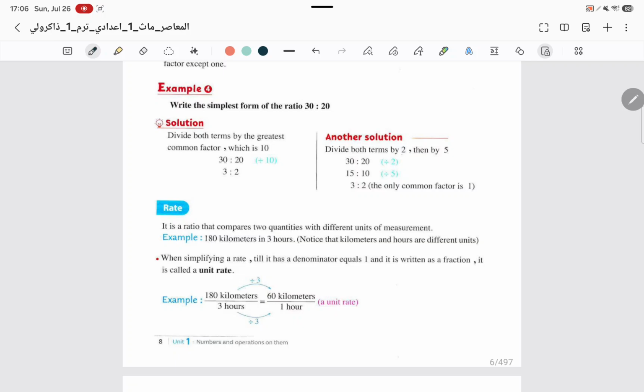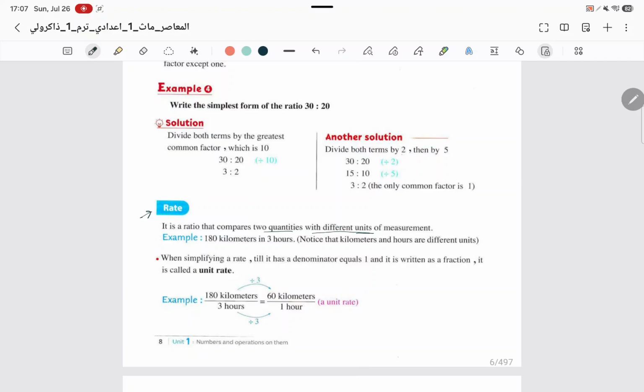So after we have explained the ratio, what the form of the ratio is, how we can explain it, how we can use it, and we solved examples about the ratio, we have another thing, which is rate. And the rate compares two quantities with different units.